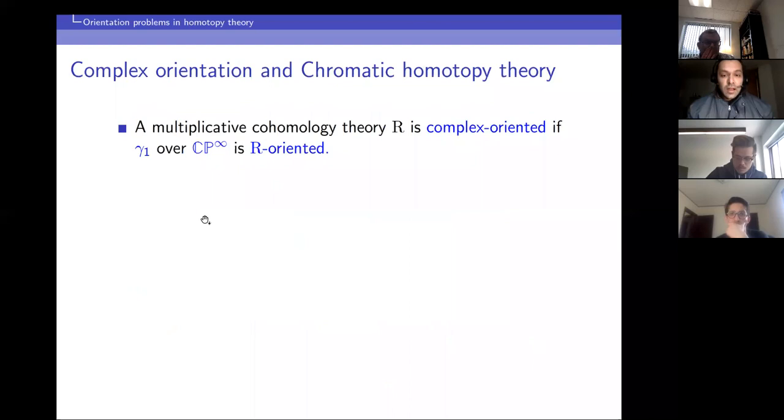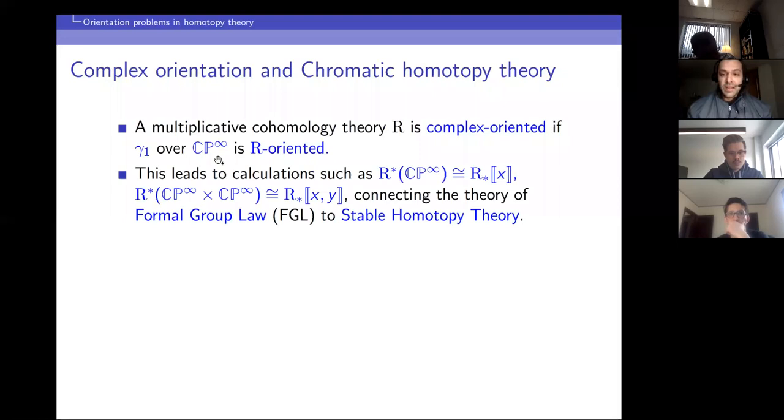Now, I'm going to connect this to chromatic homotopy theory. Complex orientation has a deep-rooted connection with chromatic homotopy theory. So first, a multiplicative cohomology theory R is complex oriented if gamma 1 is R-oriented. This leads to some calculation, for example, the Atiyah-Hirzebruch spectral sequence for CP infinity and CP infinity cross CP infinity collapses, and this allows us to connect the theory of formal group law to stable homotopy theory in a way that leads to chromatic homotopy theory.